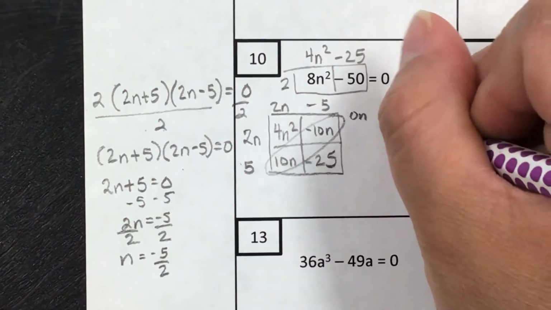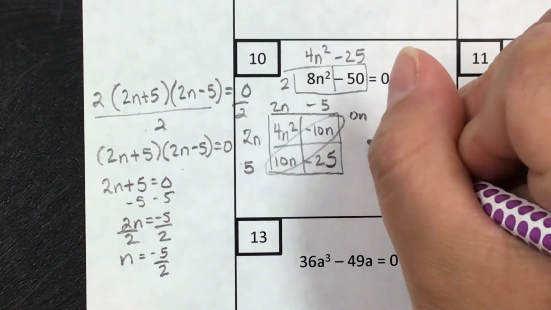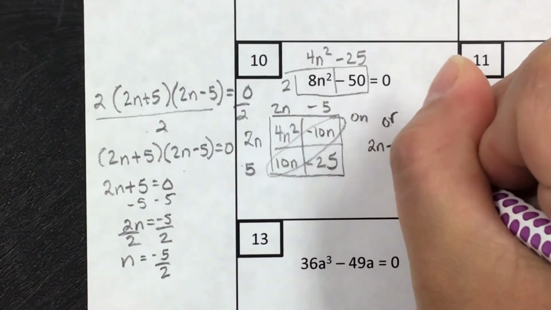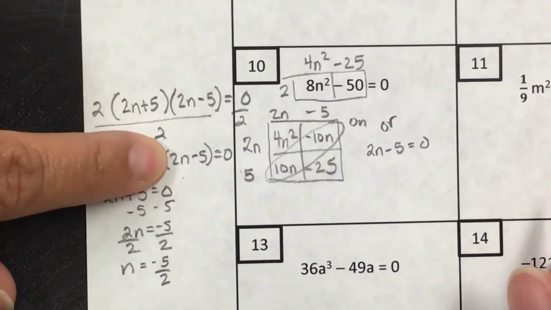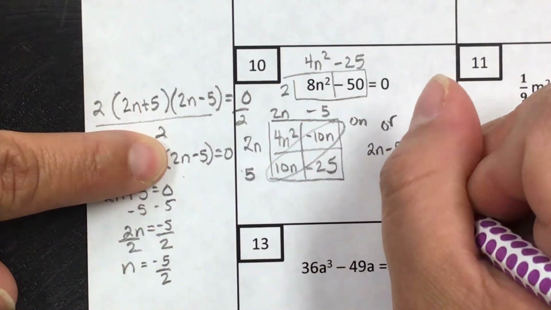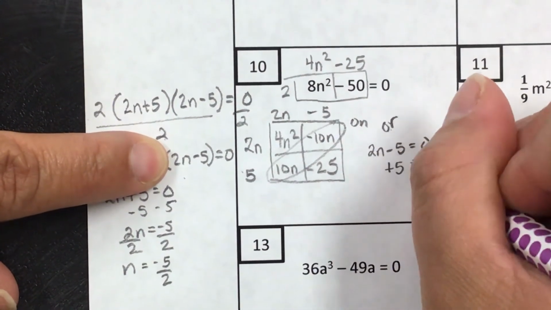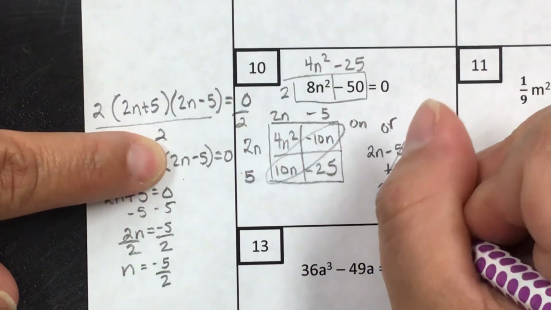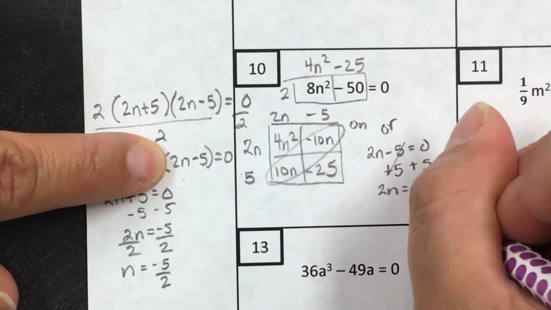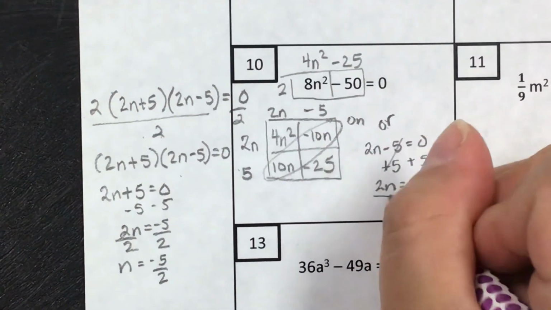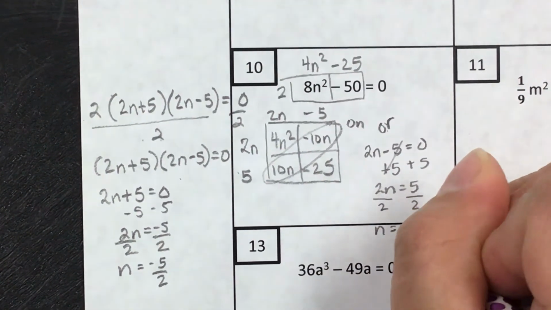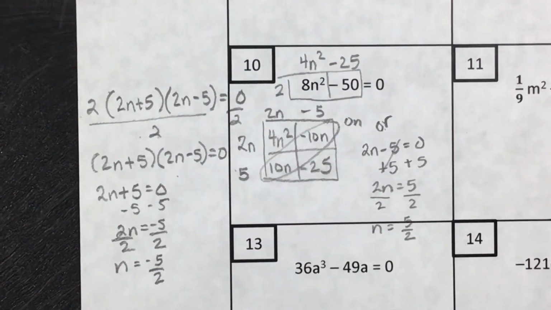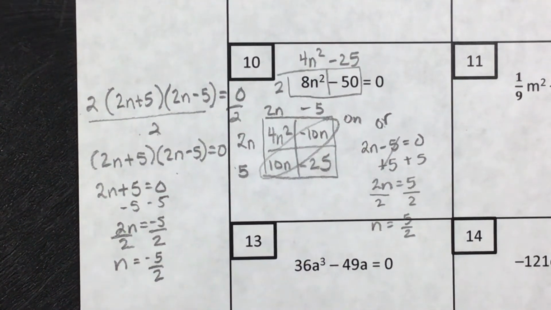And then I'm going to write, or we could have had the 2n minus 5 is equal to 0 because of this factor right here. If you know that you're not going to have enough space on this piece of paper, please feel free to write it on a separate sheet of paper. 2n, and then we're going to divide by 2. n is equal to 5 halves. So we're doing the same thing we've been doing.